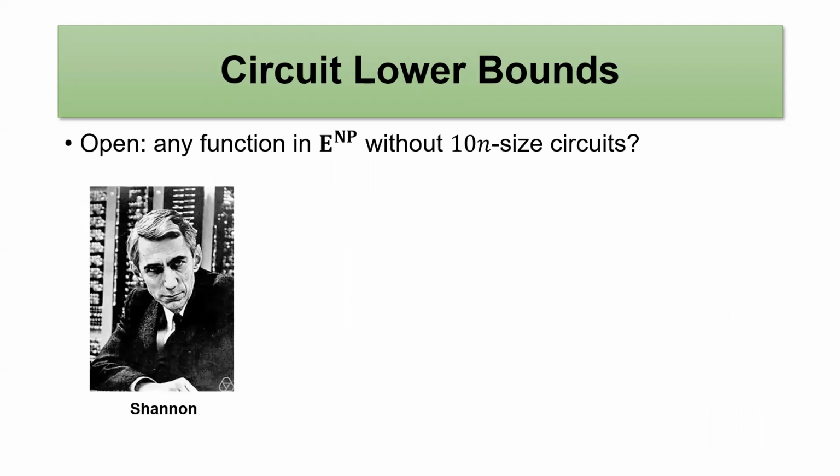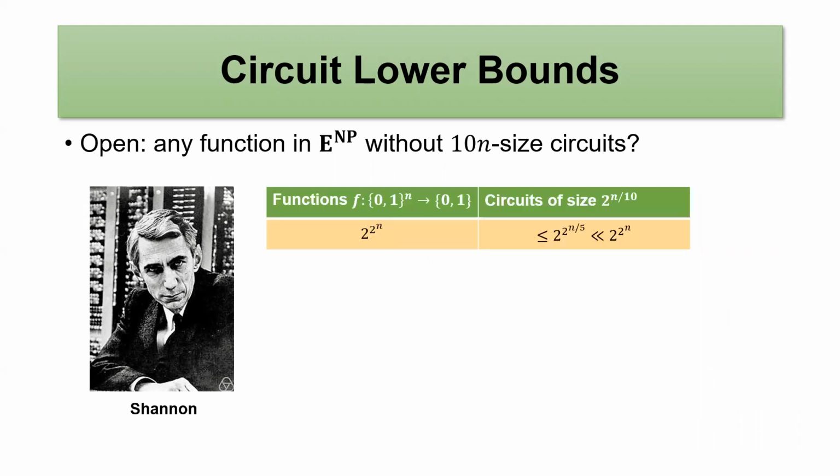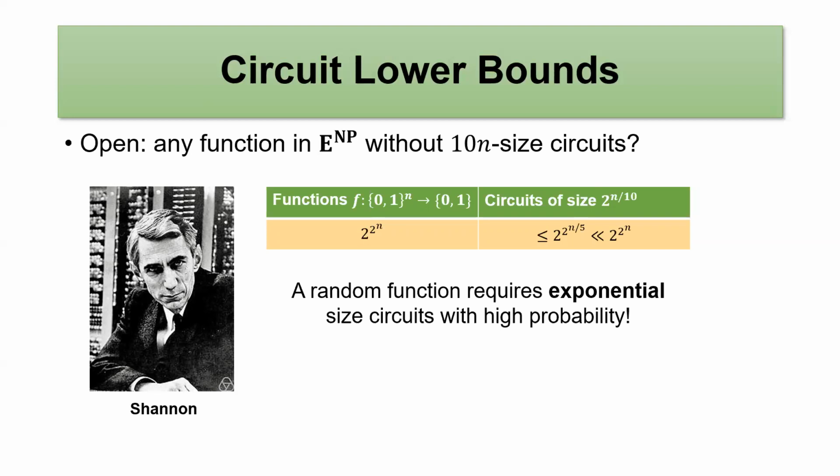In contrast, Shannon proved in the 1940s that almost all Boolean functions require exponentially large circuits to compute. This is proved by a counting argument. The number of Boolean functions from n bits to 1 bit is 2 to the 2 to the n, but the number of circuits of size 2 to the n over 10 is only 2 to the 2 to the n over 5, which is much smaller than 2 to the 2 to the n. Therefore, a random function requires exponential size circuits to compute with high probability.